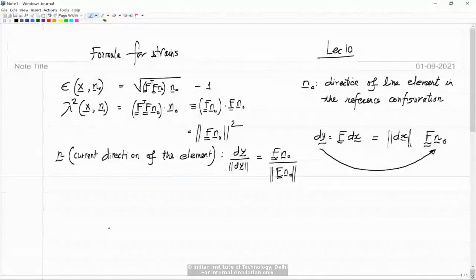Okay, so you know the deformed length, or how much is the stretch in a line element, and how the orientation has changed of the line element. All that you can find out from the information of deformation gradient, isn't it? Even in the strain formula, see the deformation gradient is present there. You have to tell just the orientation of the undeformed line element.